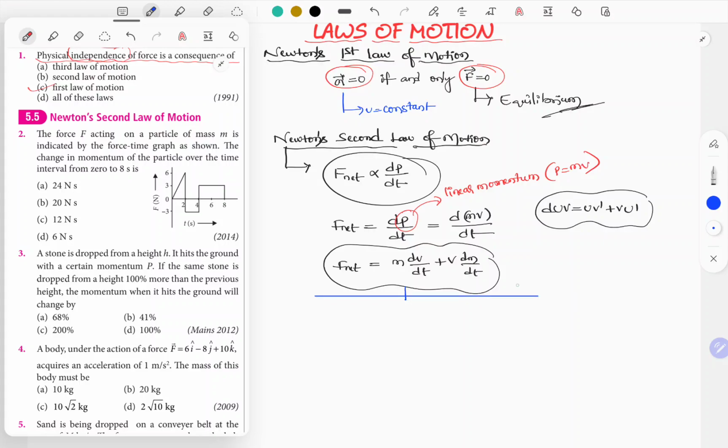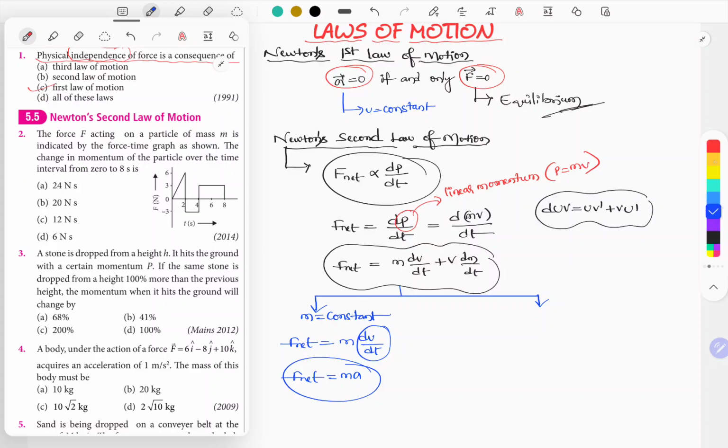Let us see. There are two types of numericals we are going to get. One is where mass is constant, and another is where the velocity of the object is constant. If mass is constant, then the above formula can be converted as F net is equal to, as mass is constant, the second term, v into dm by dt, is going to become 0. Now I am left with only m into dv by dt, where dv by dt is equal to acceleration, so F net is equal to mass into acceleration. This formula is applicable only if the mass of the system is constant.